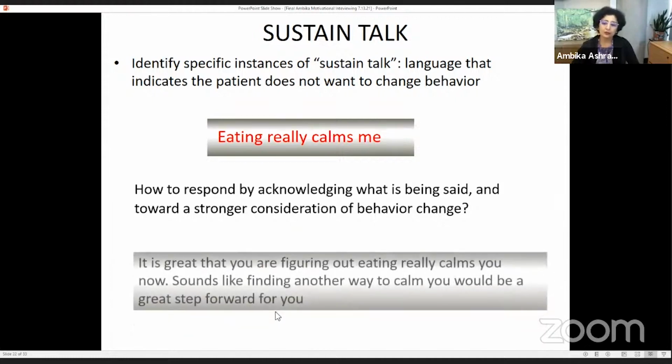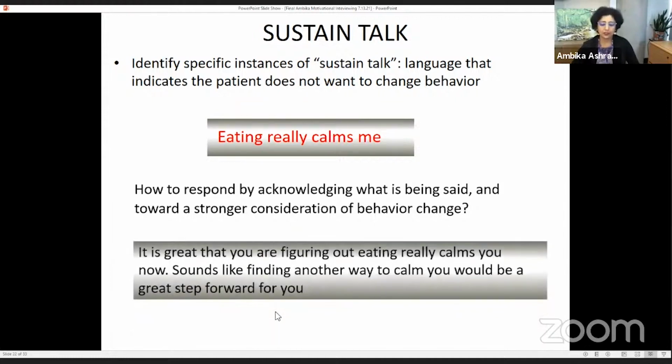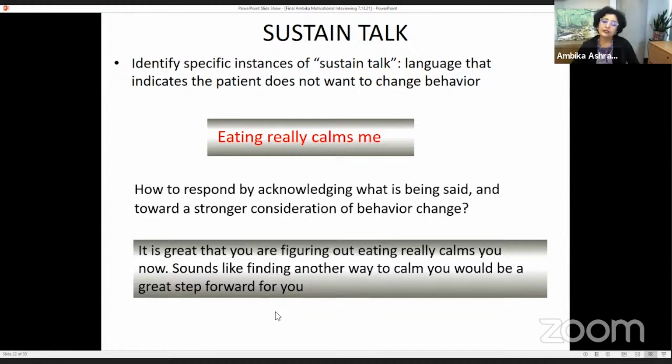It's great that you're figuring out eating really calms you now. Sounds like finding another way to calm you would be a great step forward for you. So here we are avoiding accusation and argumentation.